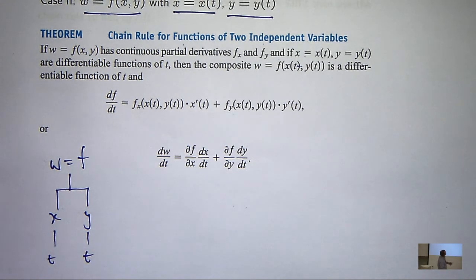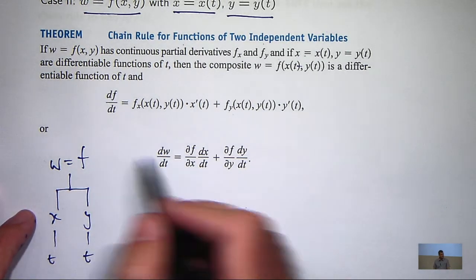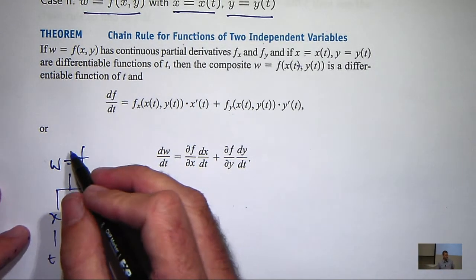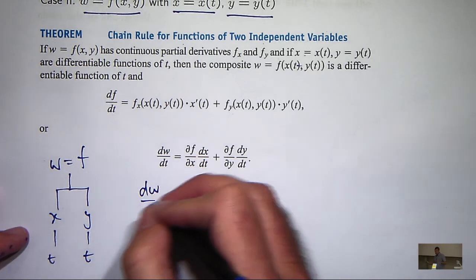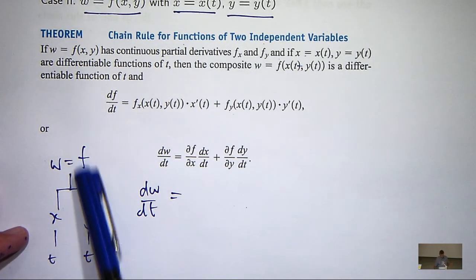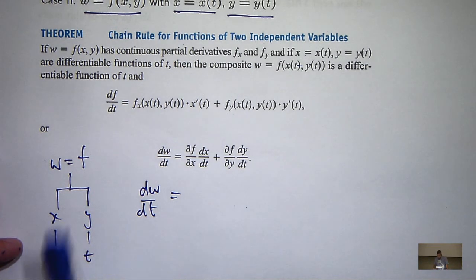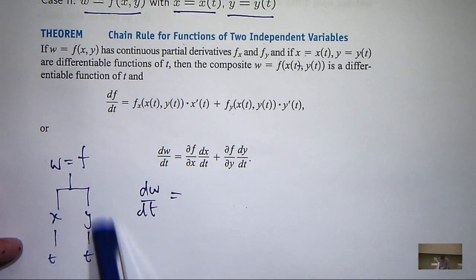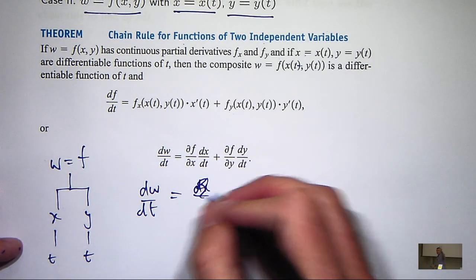Okay? So all I do is to get df dt or dw dt, whatever you want to call it, I work down both columns because they both lead to a t. All right, so it's df dx times dx dt plus the other column, df dy times dy dt. Oops, sorry.